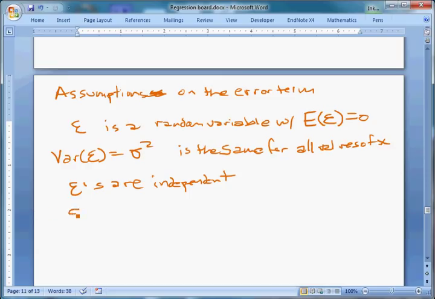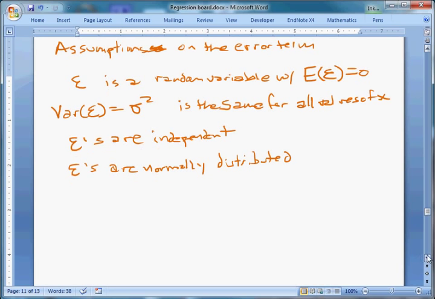And last but not least, we're assuming that the epsilons are normally distributed. Now, some of these are more important than others in terms of what we get. But you can see that these are kind of heroic assumptions in lots of ways. Again, we're assuming that the relationship between x and y is linear. That one's not that big a deal because you could always just use a different model where y equals, for example, alpha plus beta x squared plus epsilon, and then you just redefine x as x squared. And we'll deal with a lot of that stuff later.